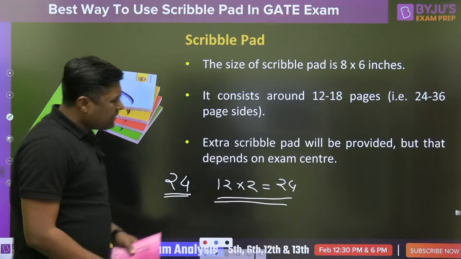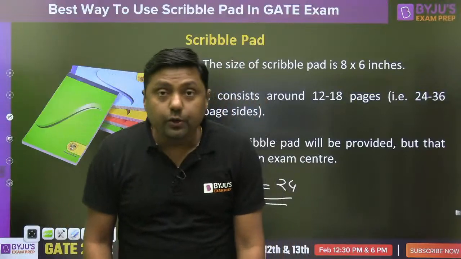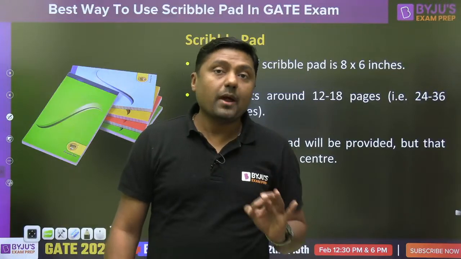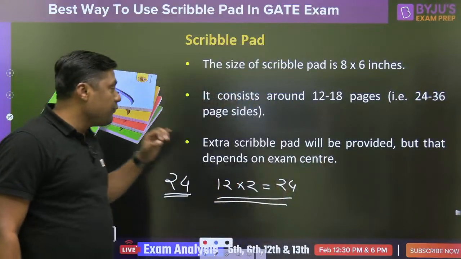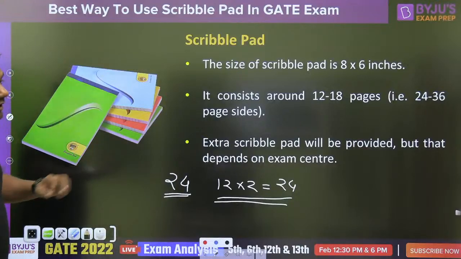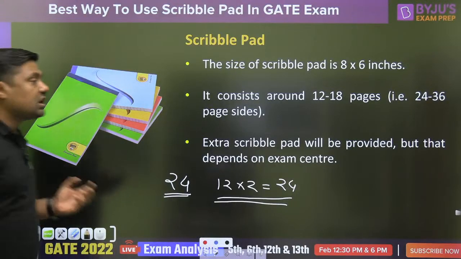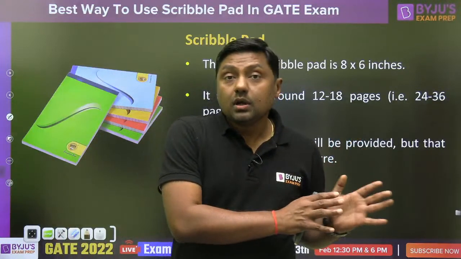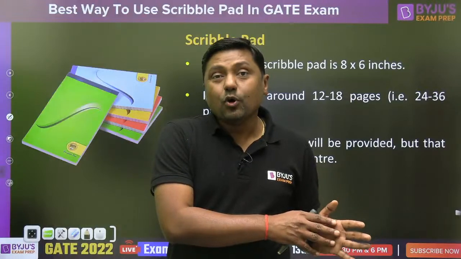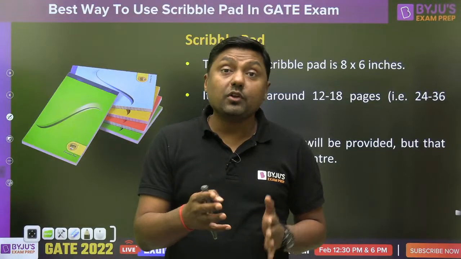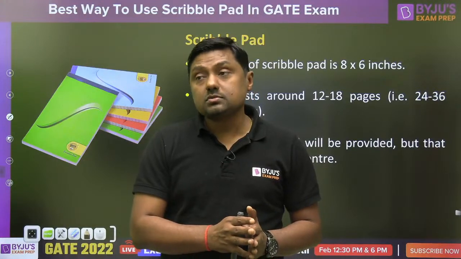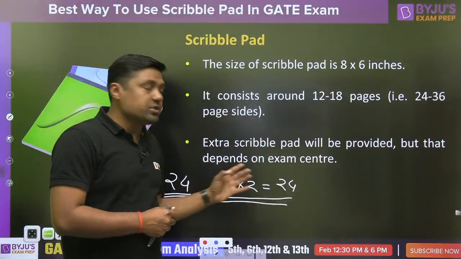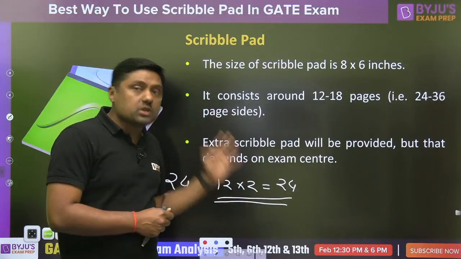Now, sometimes they will provide an extra Scribble Pad, but you have to ask them. So before the exam, please ask whether they are going to provide you an extra pad. Sometimes they may ask you to submit your old Scribble Pad before giving a new one, which will become difficult for you. And sometimes they have no idea whether they have to provide it, or they may simply refuse. So please be ready for the worst condition.